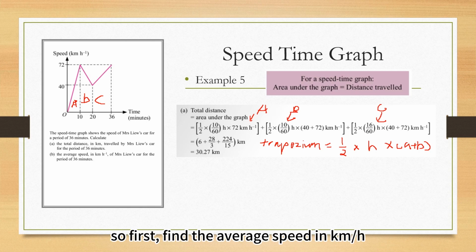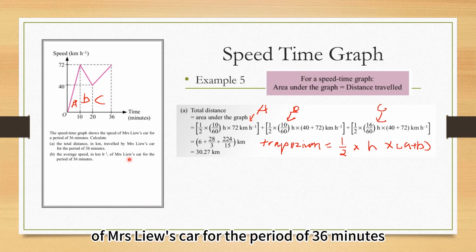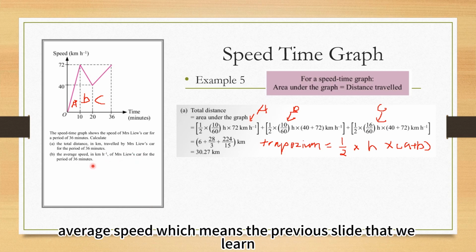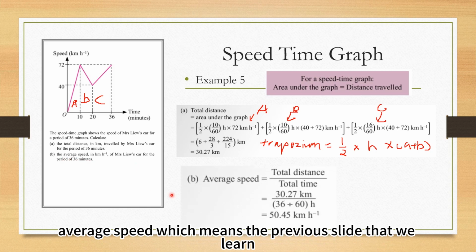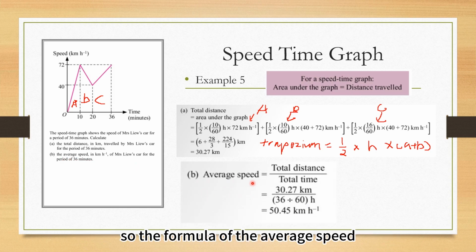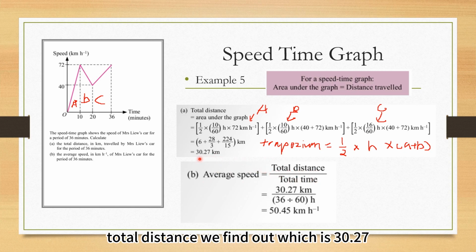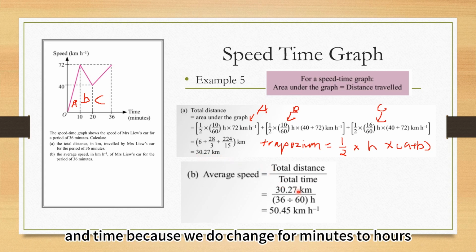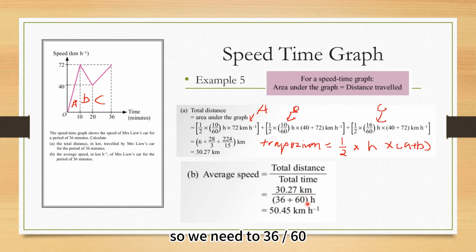First, find the average speed in km per hour of Mrs. Liu's car for the period of 36 minutes. Average speed is what we learned on the previous slide. The formula of average speed is total distance divided by total time. The total distance we found is 30.27 km. We need to change minutes to hours, so 36 divided by 60. The final answer we get is 50.45 km per hour.